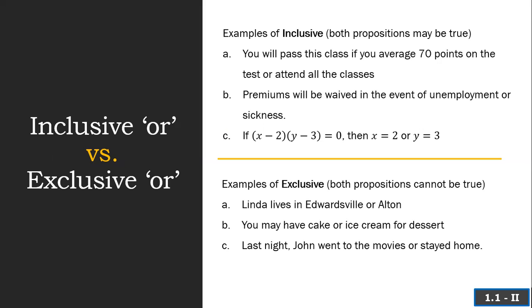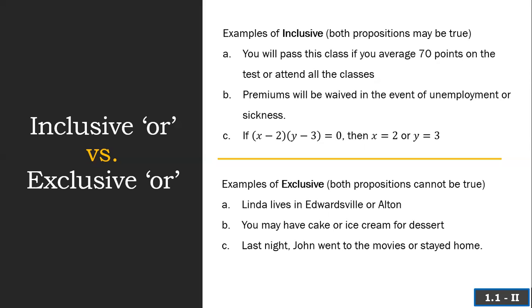Premium will be waived in the event of unemployment or sickness. Again, you can do both of those at the same time. If x minus 2 times y minus 3 equals 0, then x is equal to 2 or y is equal to 3. It is possible for x to be 2 and y to be 3 at the same time.